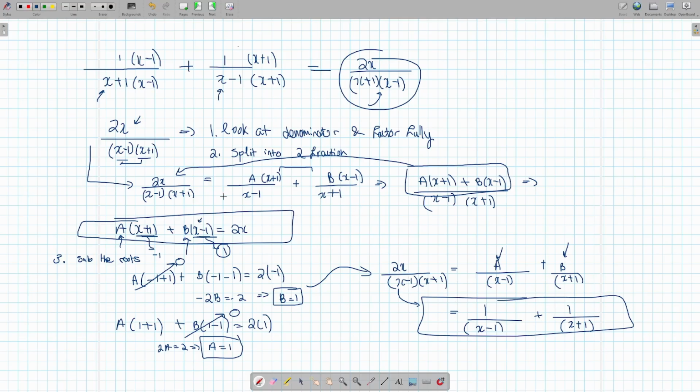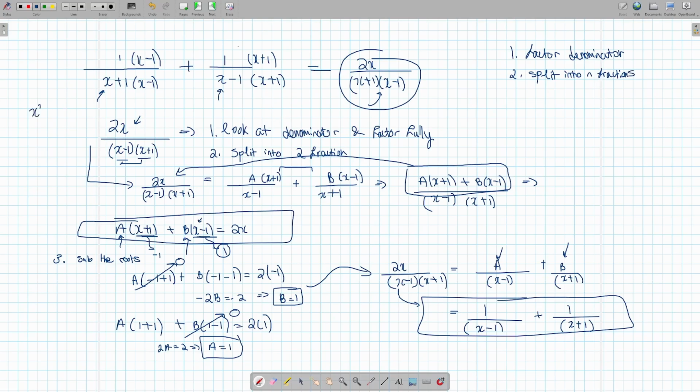Okay, so is it long? Yes, but I just explained this. That's why it's long. So let's summarize our steps. The first thing is factor your denominator. Okay. Second thing is split into n fractions. It goes on for as many factors as you have.